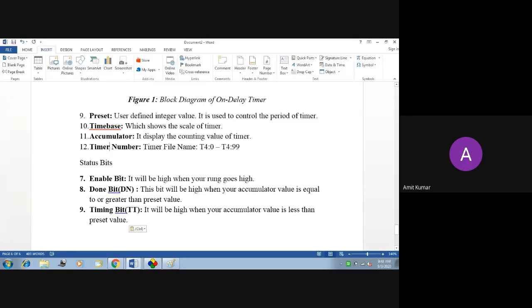So here the done bit will be high when the accumulator value is less than the preset value. It will be high when the accumulator value is less than the preset value. So this condition is true. Now if you don't want to write in terms of accumulator and preset, then whenever the timer is running, the done bit is high and the TT bit is high. Whenever it completes the operation, the done bit goes low. If you write it this way, that will work. Then you have to draw this figure.